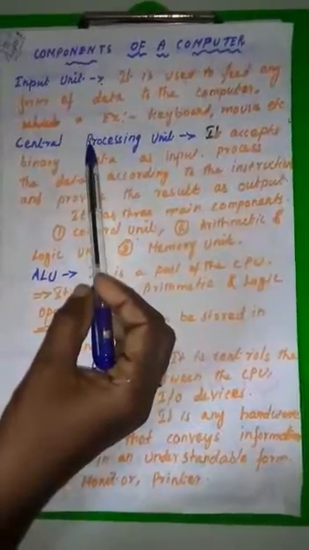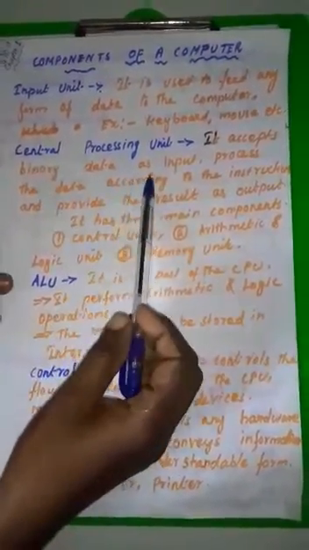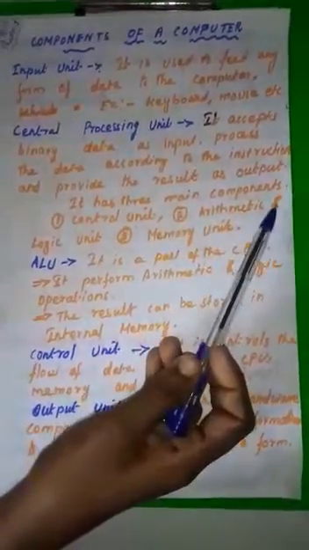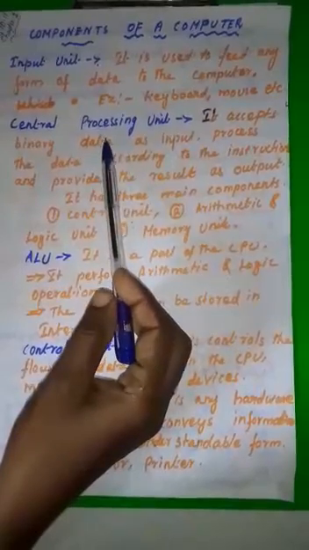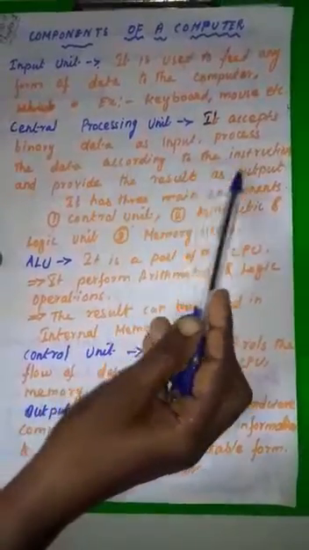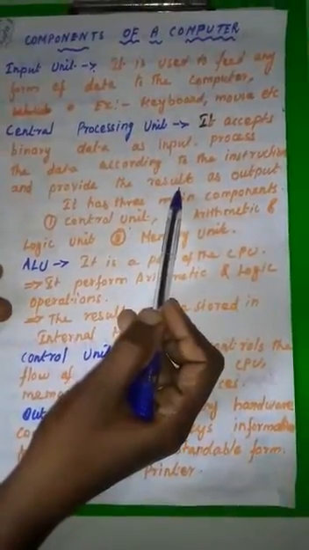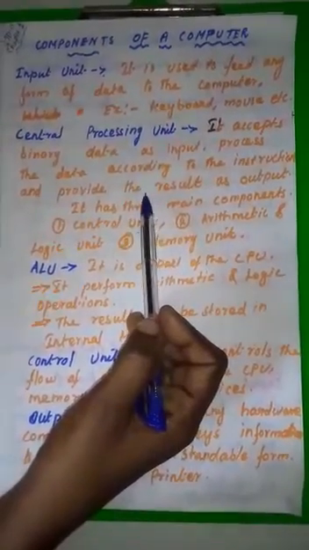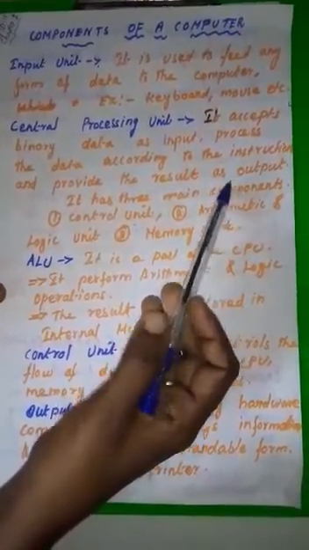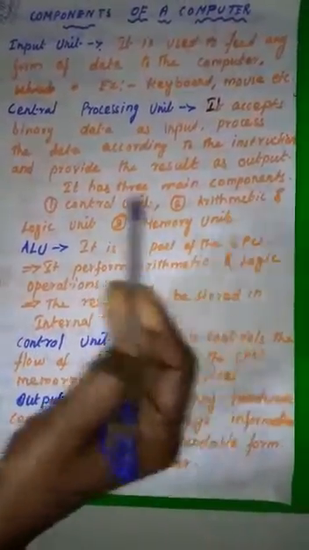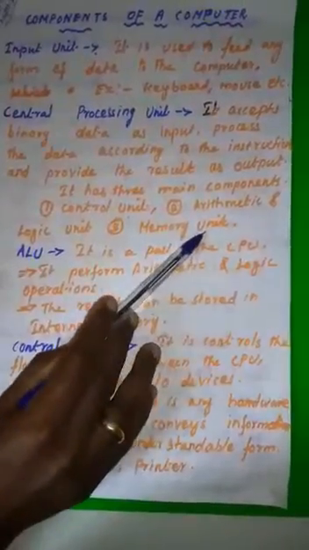Central processing unit or CPU. It accepts binary data as input, processes the data according to the instructions and provides the result as output. It accepts data from the input unit, then processes the data, then provides the result to the output unit. CPU has three main components: first one control unit, second one arithmetic and logic unit, third one memory unit.